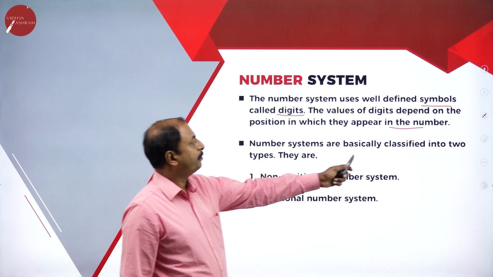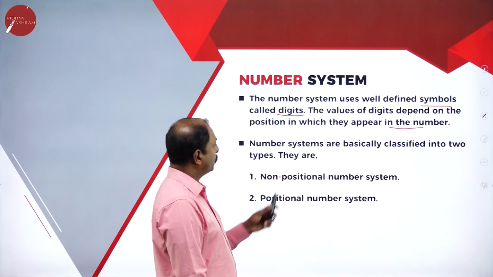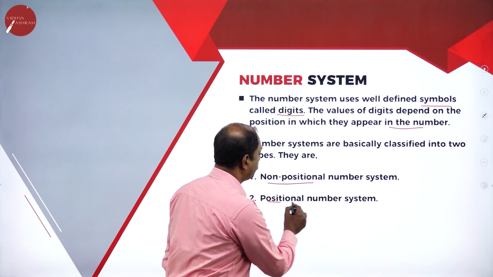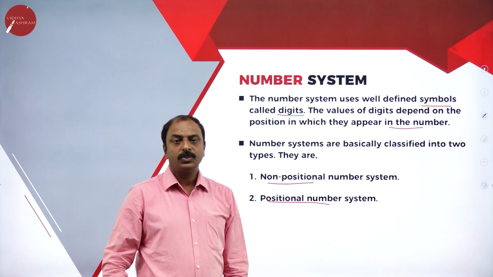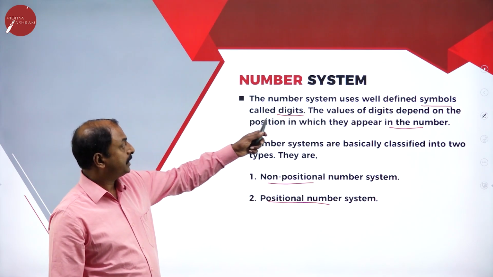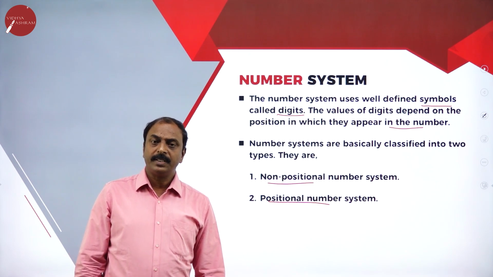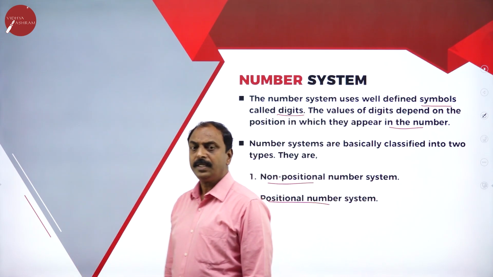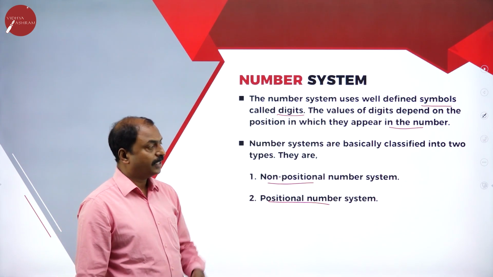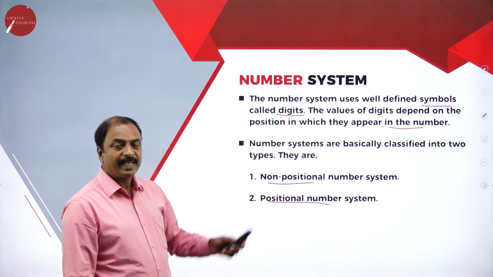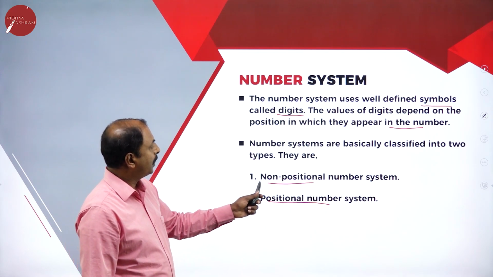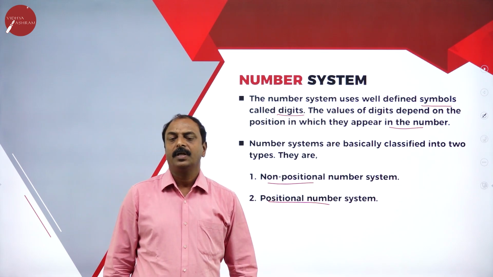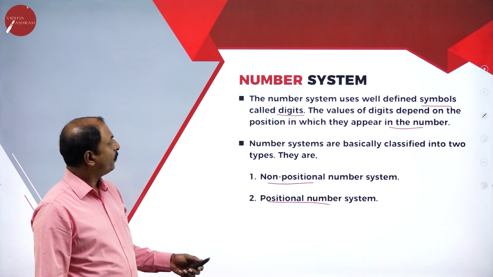Number systems are basically classified into two types: non-positional number system and positional number system. So here, students, what is a number system? A number system is nothing but representing all the numbers by using symbols called digits. And there are two types of number system: one is the non-positional number system and the other is the positional number system. Now let us see these one by one.